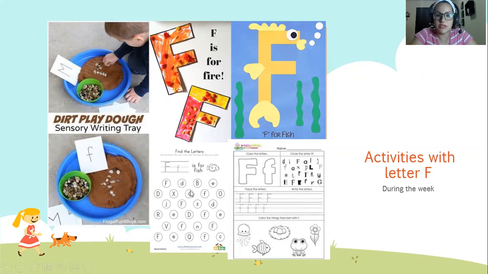And here they need to find the letter F inside the circles and color it. And the last activity for the week is color the letter F, circle the letter F, trace it, and then color the things that start with the letter F, that in this case is fish, frog, and flower.